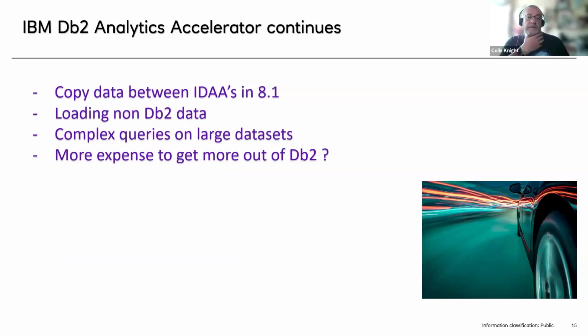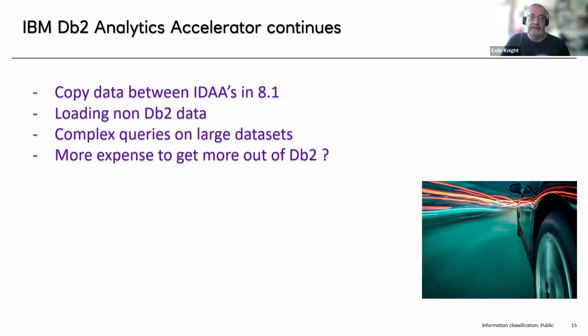In 8.1, there's a nice new feature where you can copy data between IDAAs. Before 8.1, you used to have to take the data out of IDAA into DB2, then copy it into another IDAA. Now, for example, if you're upgrading an IDAA and you want to make sure the data is backed up, you can copy data to another IDAA if you've got the space, and therefore be sure you haven't lost any data after the upgrade.